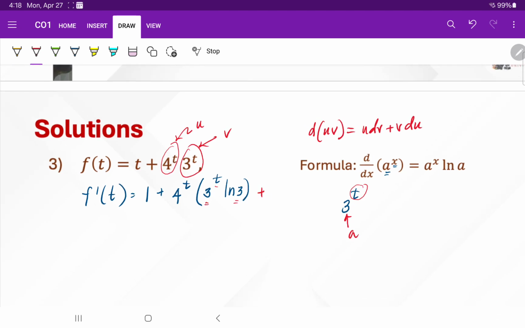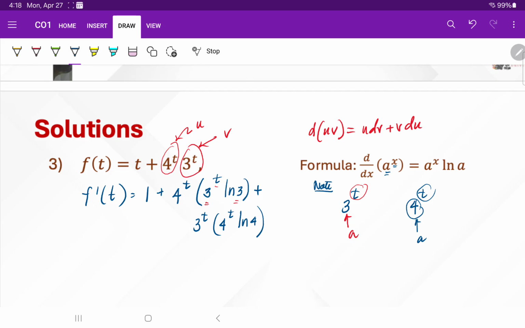Then plus, we copy 3 to the t times the derivative of 4 to the t. Note that in 4 to the t, this is your a, and you have here the variable t. So the derivative is now a to the x, so 4 to the t ln of 4.